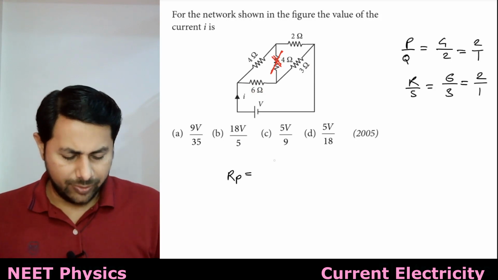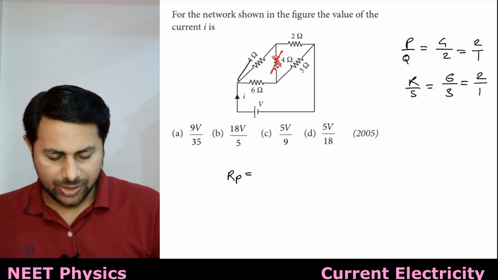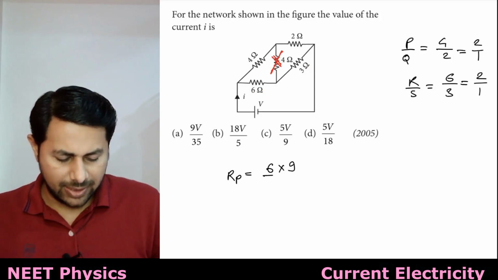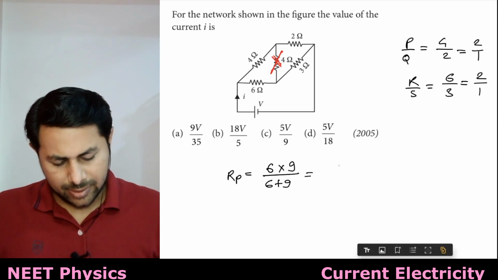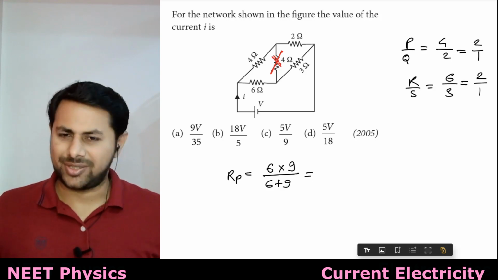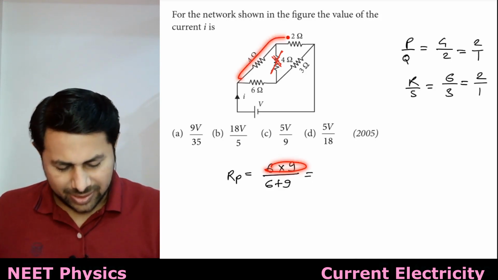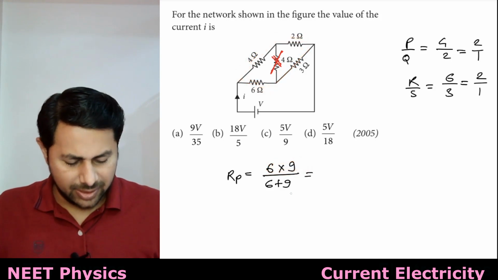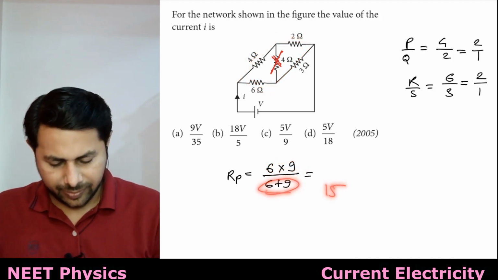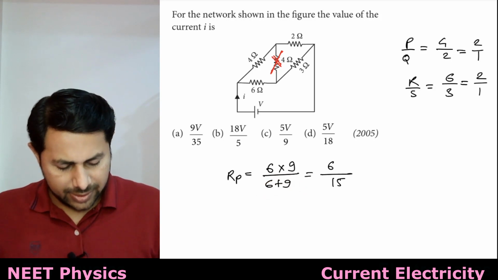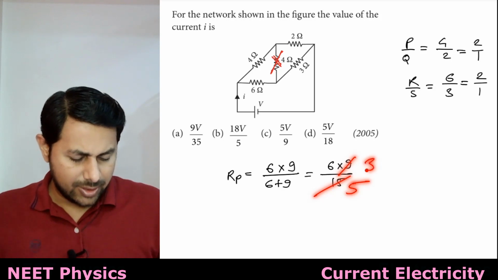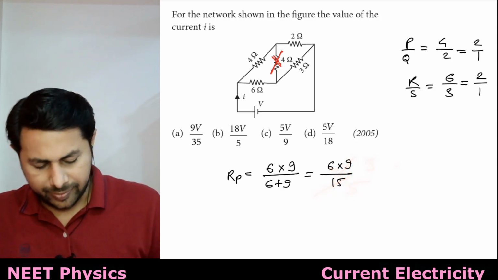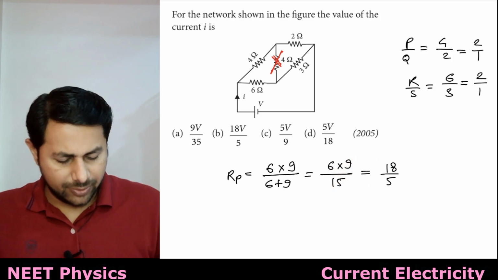So Rp would be equal to: resistance in the upper branch is 6 ohm, and in this branch it is 9 ohm. So 6 times 9 divided by 6 plus 9. How much is that? 15. Then 6 times 9 divided by 15, you can divide that by 5, and this thing would be 3. 6 threes are 18, 18 by 5. So Rp is 18 by 5 ohms.